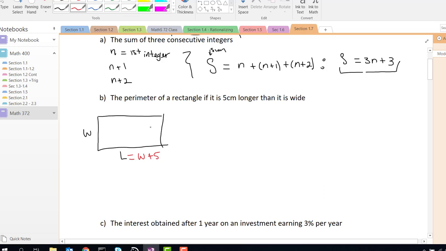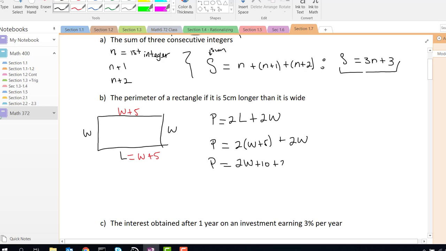And so the perimeter, so we have to think, what does perimeter mean? Perimeter means around the figure, so we're going to add up all the sides. So if this is w, the opposite side is w. If the bottom side here is w plus 5, then the opposite side is also w plus 5. So the perimeter, and if you remember a formula for perimeter, you can use that, is 2l plus 2w, or you can just start adding them up. P for perimeter, so it will be 2 of the length, so 2 times w plus 5, plus 2 of the width, so plus 2w. And so simplifying this, you'll get 2w plus 10 plus 2w. So the perimeter is 4w plus 10.